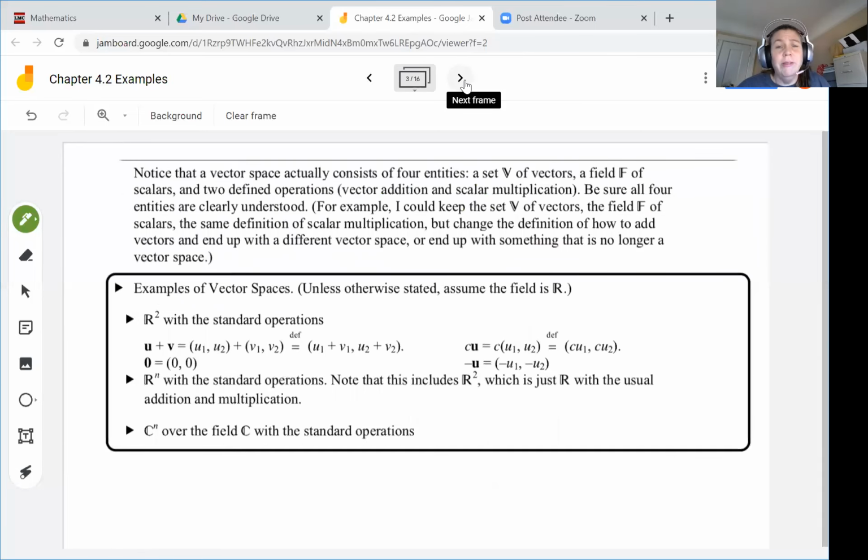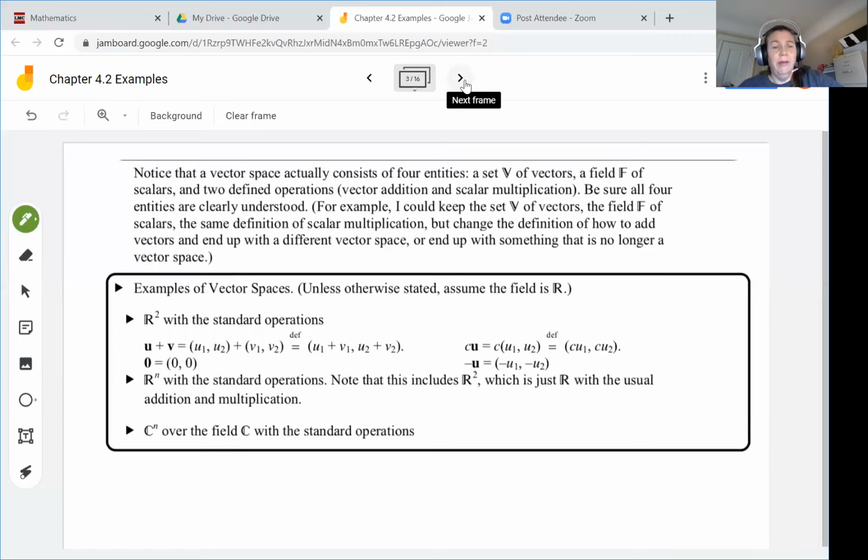All right, so notice, here's my same note. Notice the vector space actually consists of these four entities. All right, so let's look at some examples of vector spaces in the next few slides. Unless I say otherwise, we're assuming the field is the real numbers.